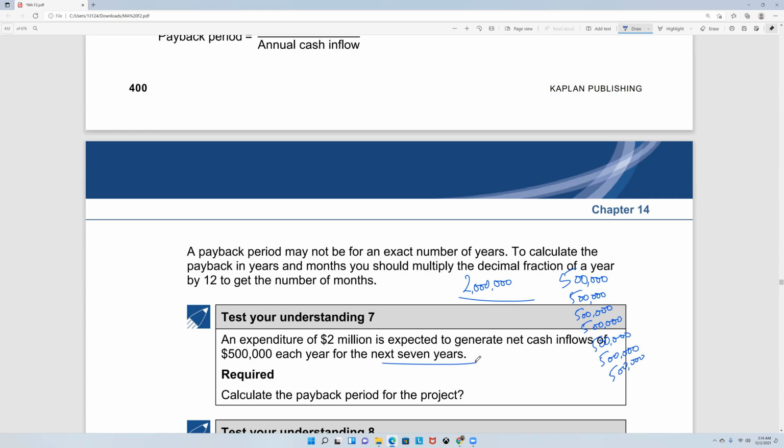For 7 years, every year I'm getting a cash inflow of 500,000. My question is, when am I reaching 2 million? 4 years. So my payback period will be 4 years. That's my answer. Is that clear? Clear, sir.